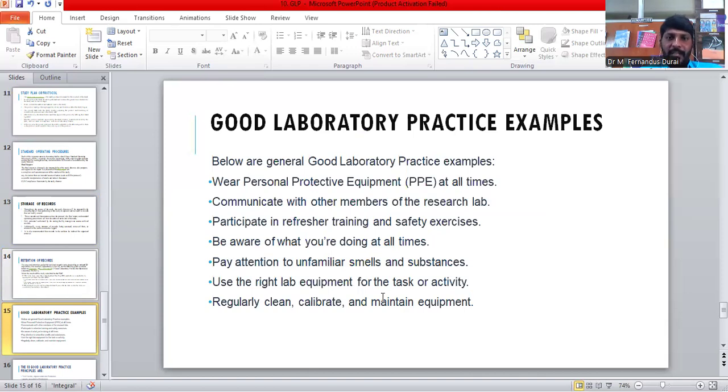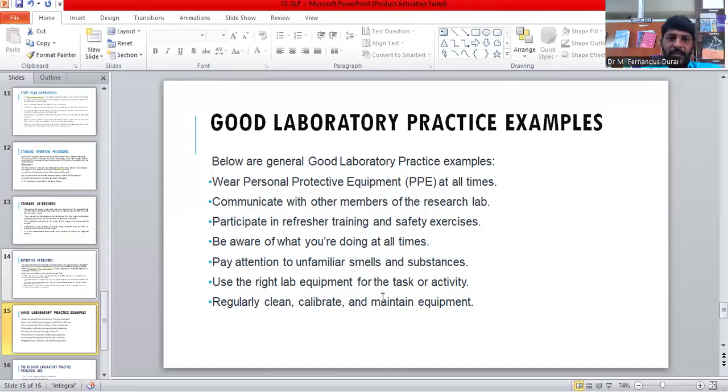And communicate with other members of the research lab, because not only one person will work in the laboratory, and everyone should know what is going to be done. Participate in refresher training and safety exercises. This is practical, not only theoretical, so every person should participate in the refresher training, because the training only fulfills the knowledge of the methods and protocol. We are going to do this in practice.